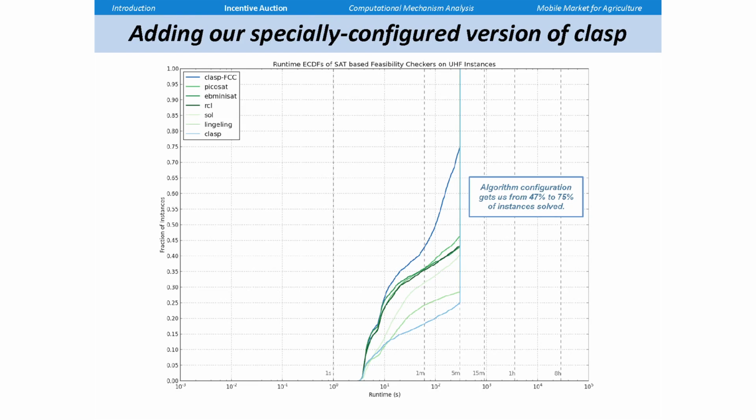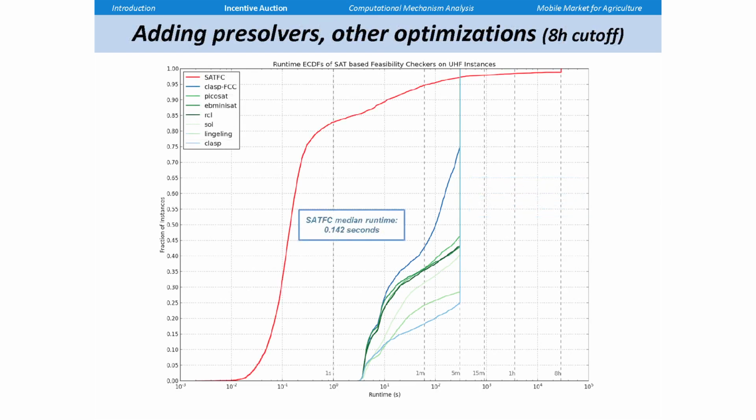We then did a bunch of engineering and added some portfolio ideas to this, and built something that we call SATFC, which is for feasibility checking, which is this red line. And this is the thing that we've made available to the FCC.